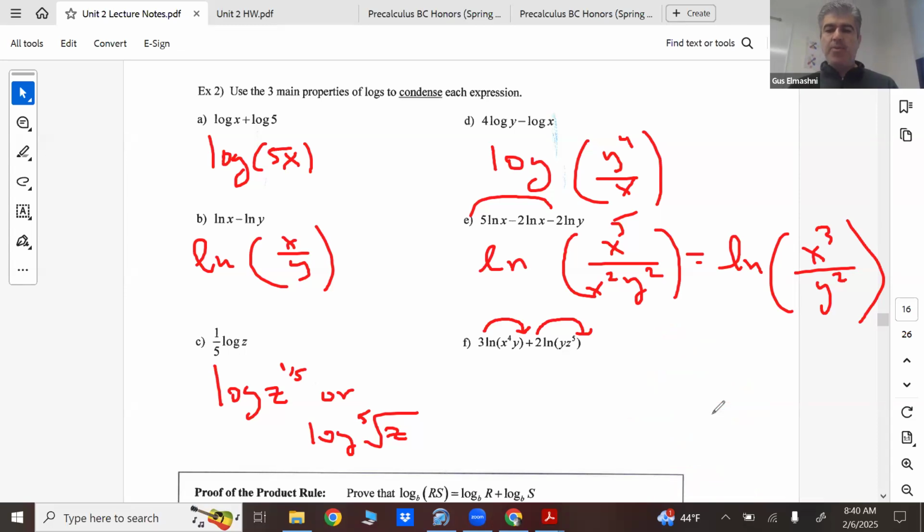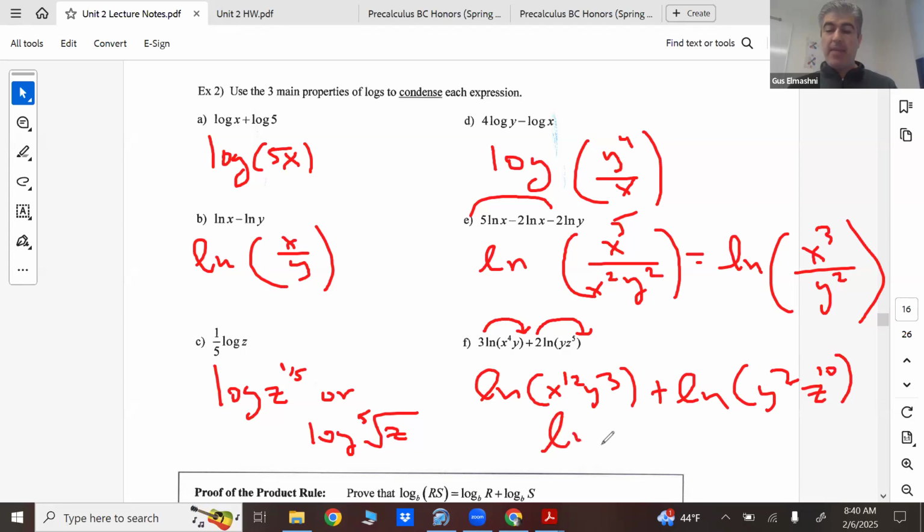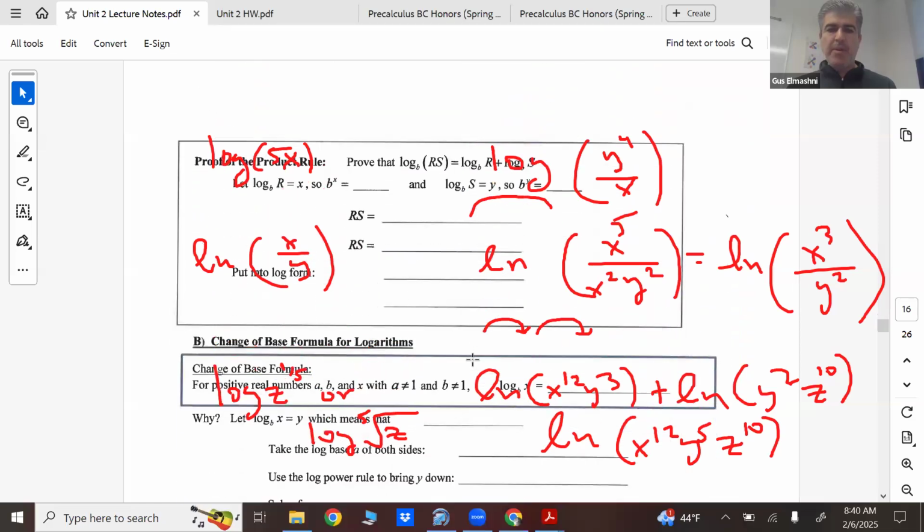Now, for here, notice the 3 rolls back and the 2 rolls back. So you should get natural log of x^12 y^3 plus natural log of y^2 z^10. And then combine that even more, which should be what? x^12 y^5 z^10. Is that right? Yeah, okay. All right, so that should be pretty straightforward. Again, we're going through this pretty quickly.